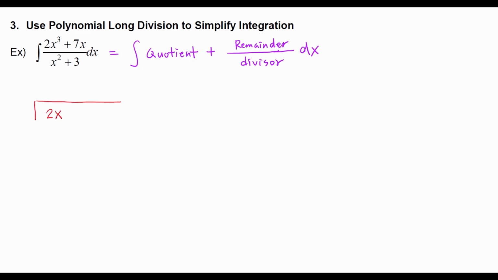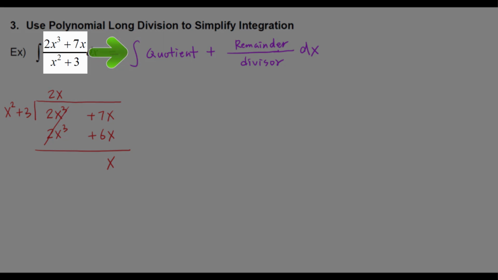I have a 2x cubed plus 7x. I left the spot here because this polynomial is missing degree 2. And I'm going to divide by x squared plus 3. So when I multiply x squared by 2x, I will get 2x cubed. And then when I multiply 3 times 2x, I do get 6x. And when I subtract, this is gone, and I get x only. And since my remainder has a degree less than the degree of divisor, my long division is over.